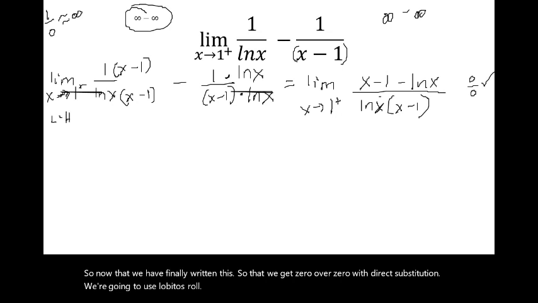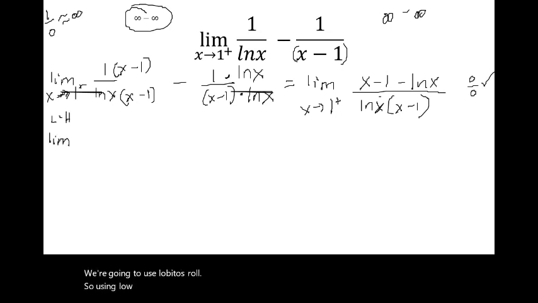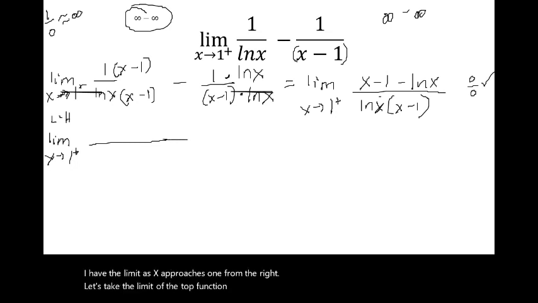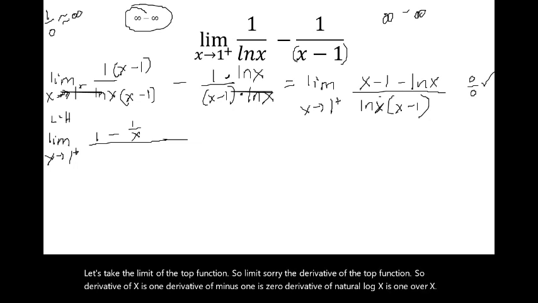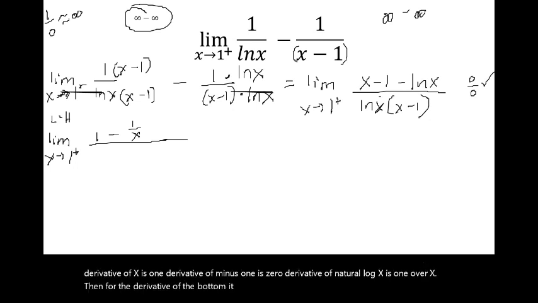So using L'Hopital's rule, I have the limit as x approaches 1 from the right. Let's take the limit of the top function. So the derivative of the top function. So derivative of x is 1, derivative of minus 1 is 0, derivative of natural log x is 1 over x. Then for the derivative of the bottom, it really doesn't matter if you distribute natural log or not.